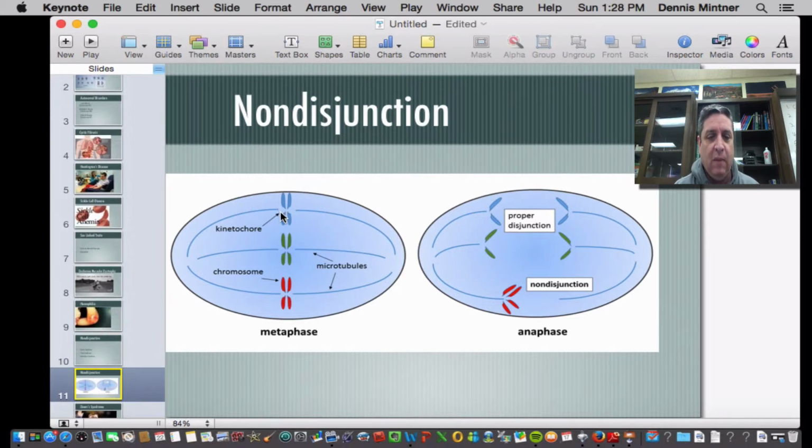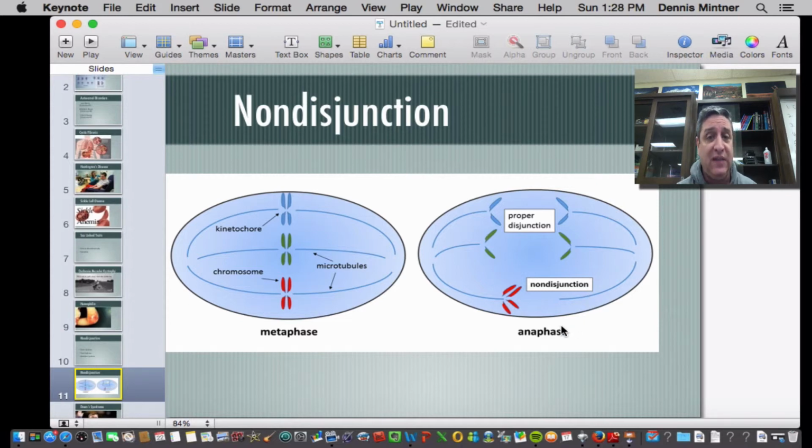You've got metaphase here, metaphase 2, and then in anaphase 2, they're separating, but instead of one red going this way and one red going this way, two go this way. So now this over here, whenever we have telophase and then cytokinesis, they'll have an extra red, and this side will have one fewer red.